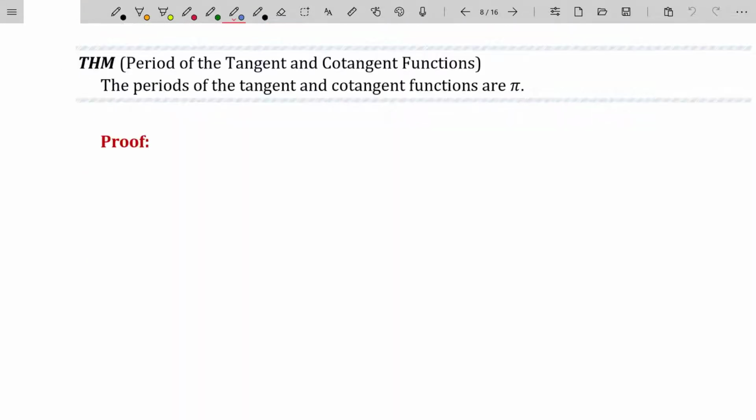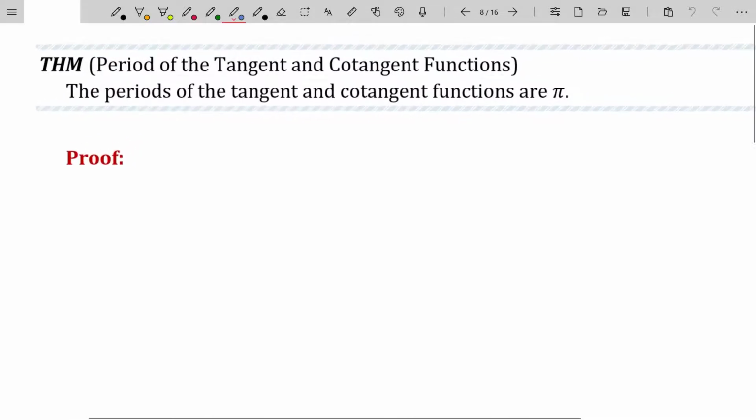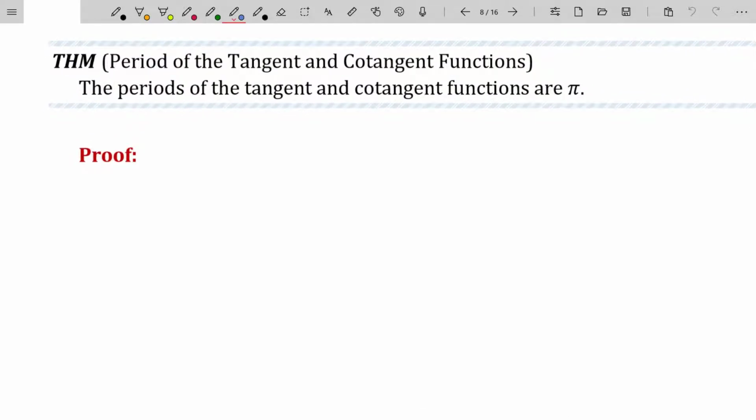This theorem here is going to be kind of important for us. So the periods of the tangent and cotangent function are pi. This is critically different than the sine, cosine, secant, and cosecant. All the other trig functions have a period of 2 pi, but it turns out the tangent and therefore the cotangent have periods of just pi. And the reason why is, this is not going to be a proof, it's going to be more of a justification. The reason why is because of the way that they're defined.